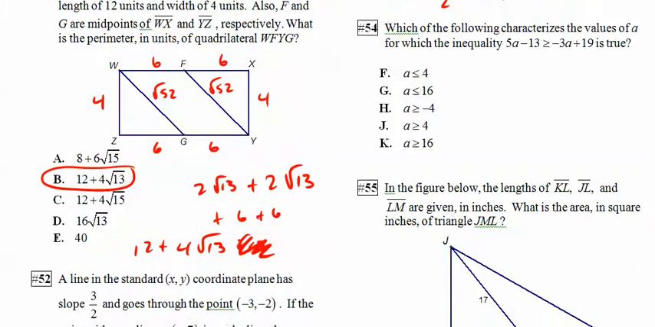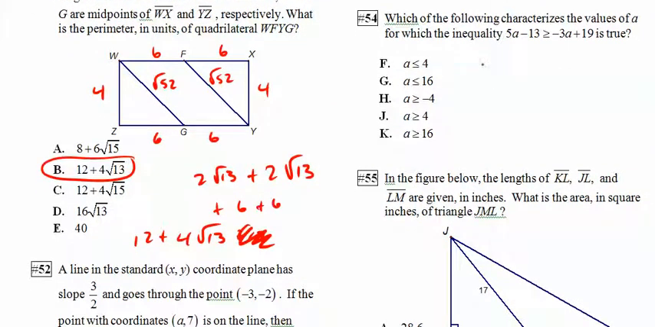Which of the following characterizes the value of A for which this is true? So 8A at 13, 32, A is greater than 4. Careful, I nearly picked the first one. J.